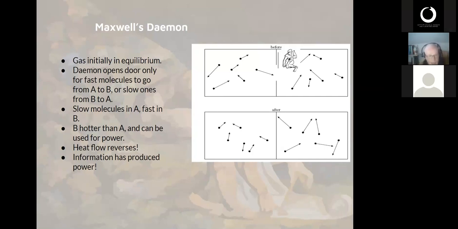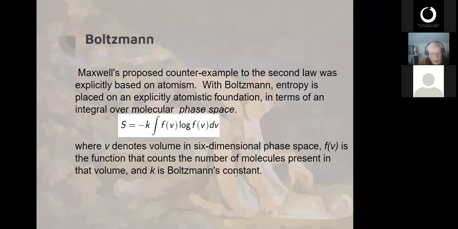You've got heat flowing from a colder to a hotter process, and just information about whether this is from the cold area, so you can run power from.